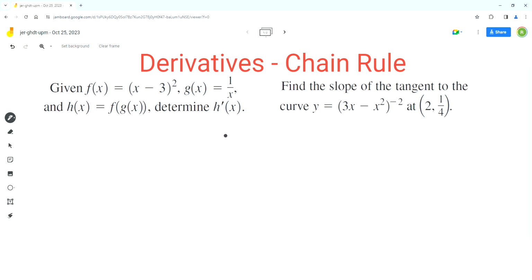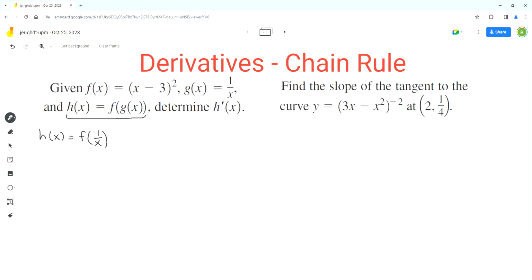So the first step here is to use this function composition to find h(x). We are given that h(x) is equal to f(g(x)). So we should replace g(x) with the given expression 1 over x. So the first step is h(x) equals f(1/x).